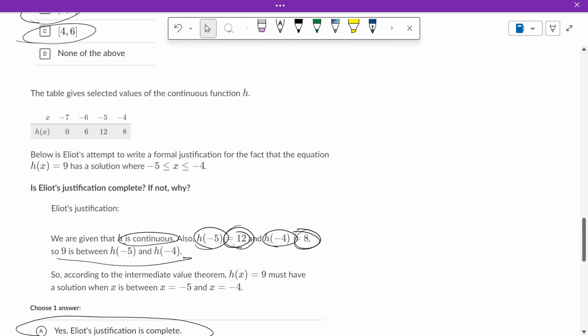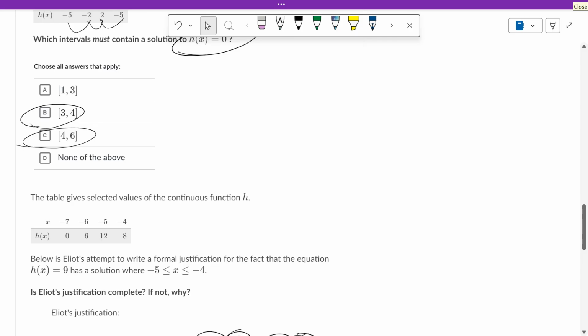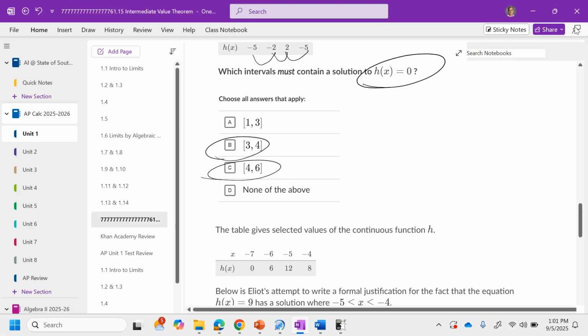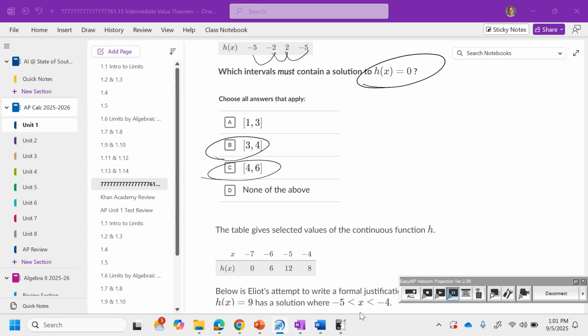Are we good with that? Intermediate value theorem, and of course we'll have a quiz right after that, and then that's it for this week. I hope that wasn't too confusing.